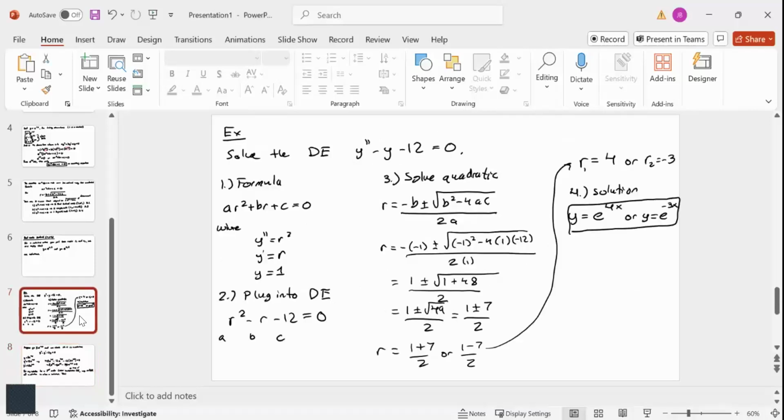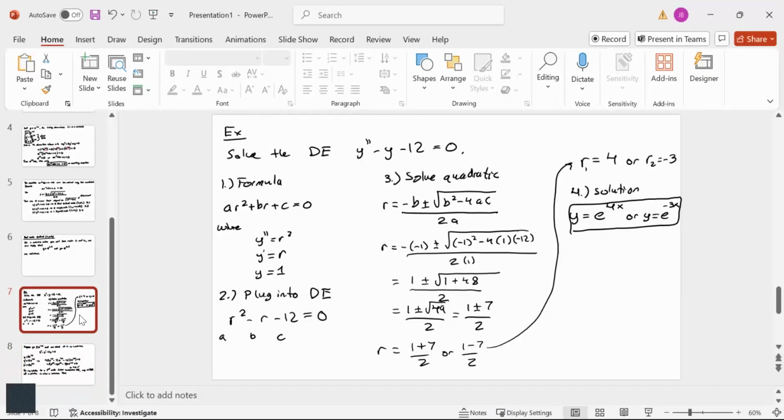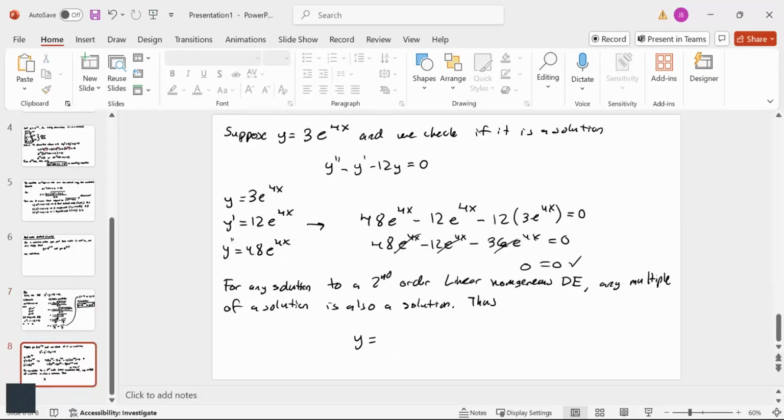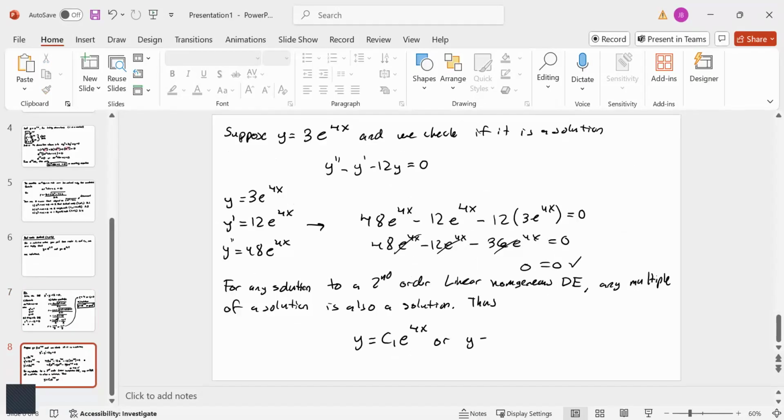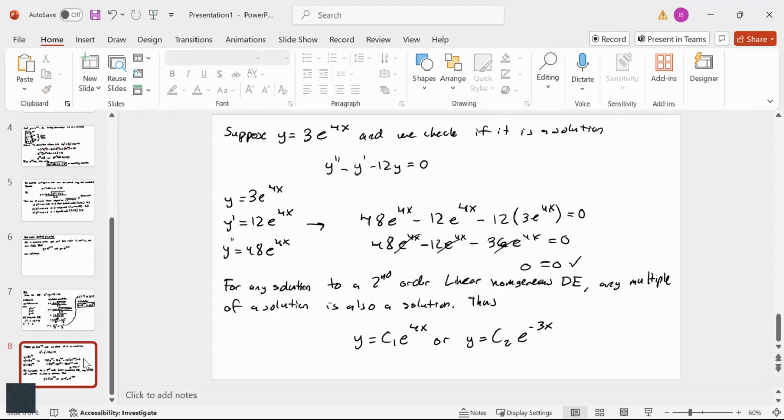So notice how I wrote y equals e to the 4x as an answer and y equals e to the negative 3x is an answer. Now what I'm saying is that y equals c1 e to the 4x or y equals c2 e to the negative 3x are answers. I'm just building up the solution because usually I would just go straight into what the final solution is, but I think this is a good scenario where I can build how the solution works, and eventually we end up combining these into one solution.